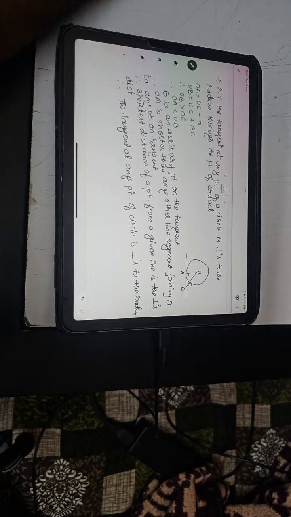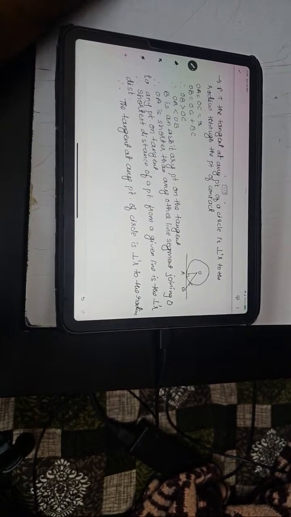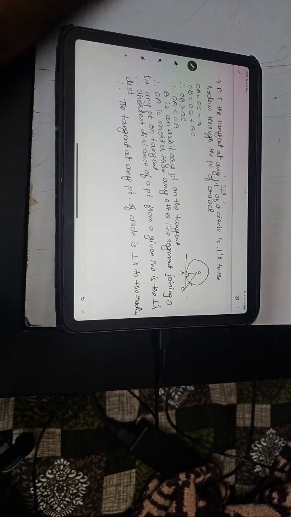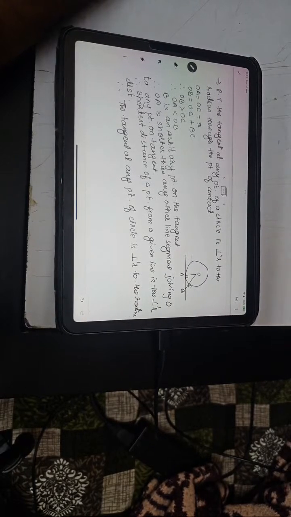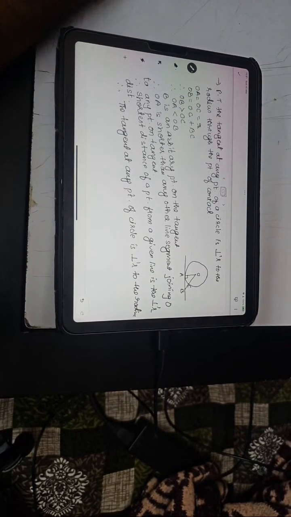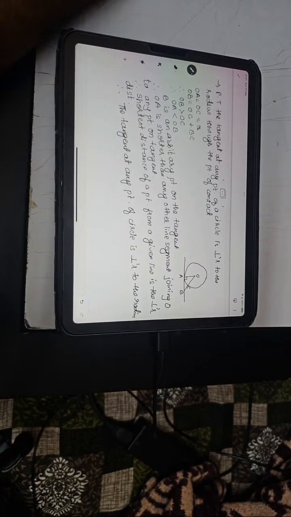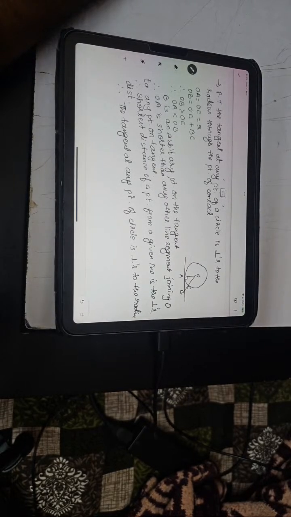Arbitrary point means any other point that is not on the circle, it will be outside the circle, so it is on that tangent line. That's why we use the word arbitrary. Clear?